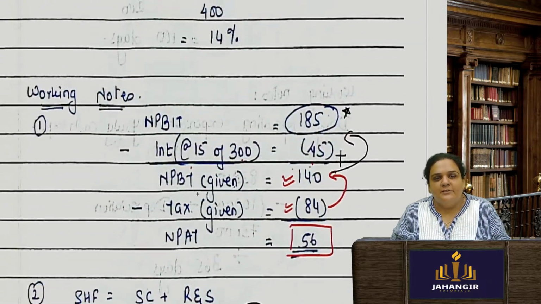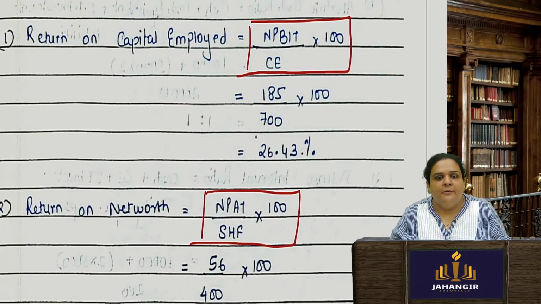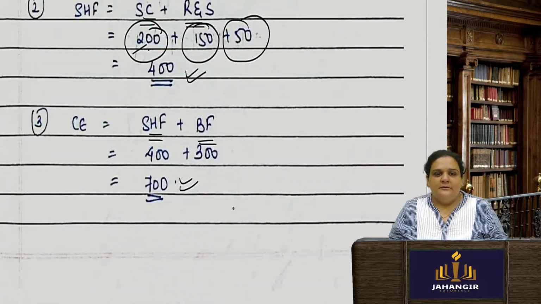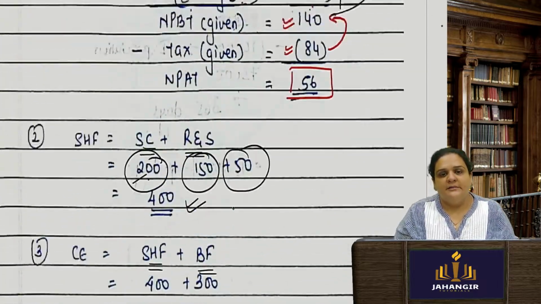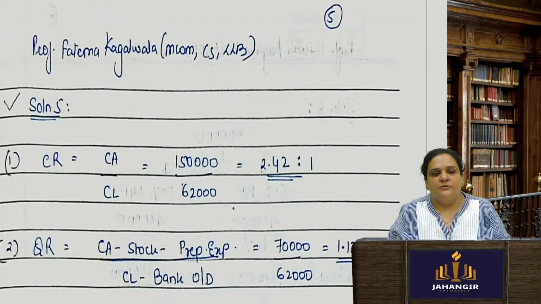All my figures which I have to put now I have. NPBIT 185 upon 700 capital employed, percentage will be 26.43. Net profit after tax, they have given me 56, shareholders funds we calculated, into 100, 14%. Such an interesting and easy sum, and this type of sums are of 5 marks. You will not take more than 3 minutes to solve this.